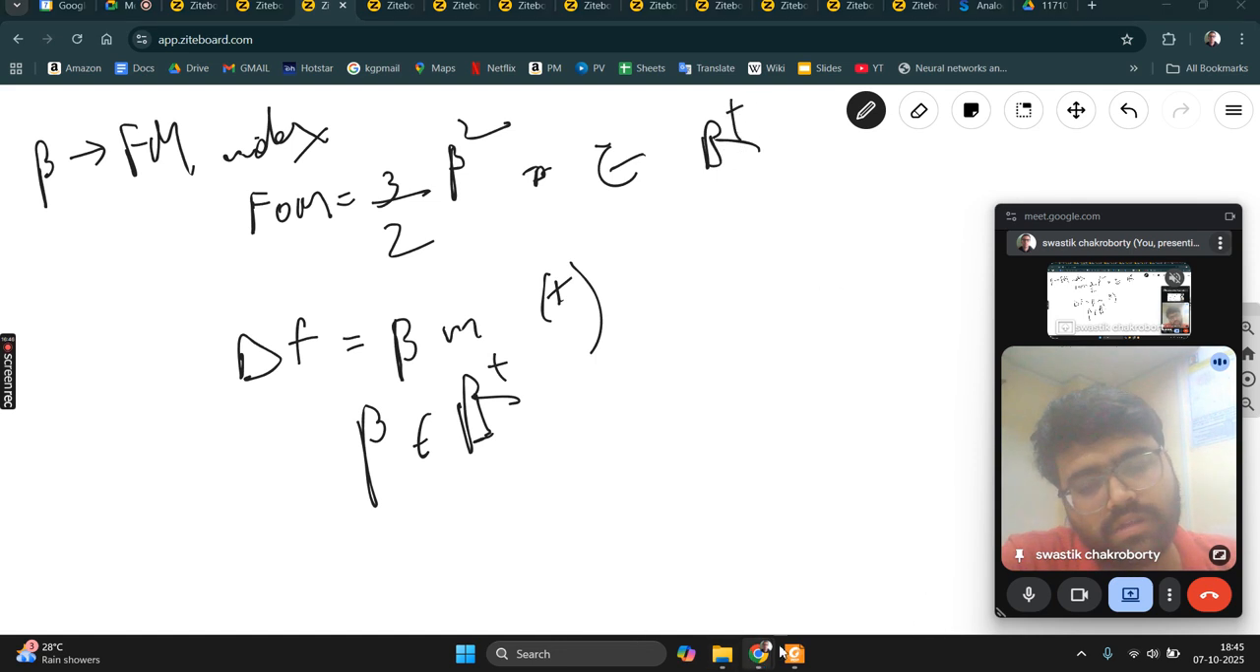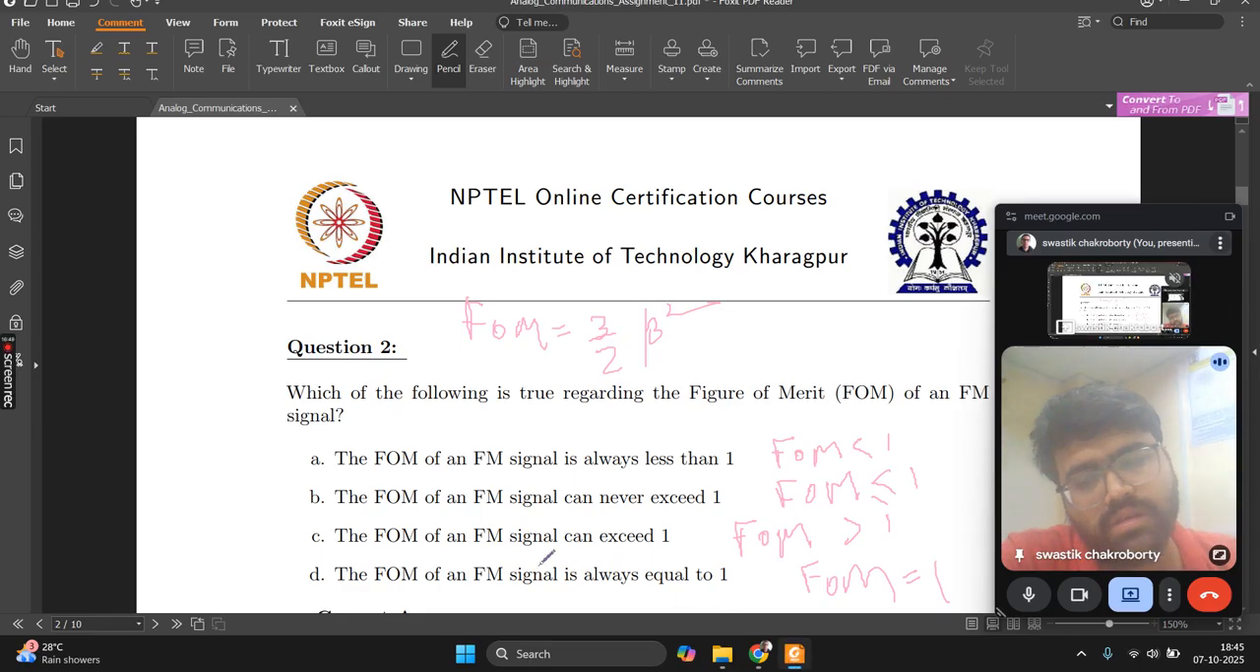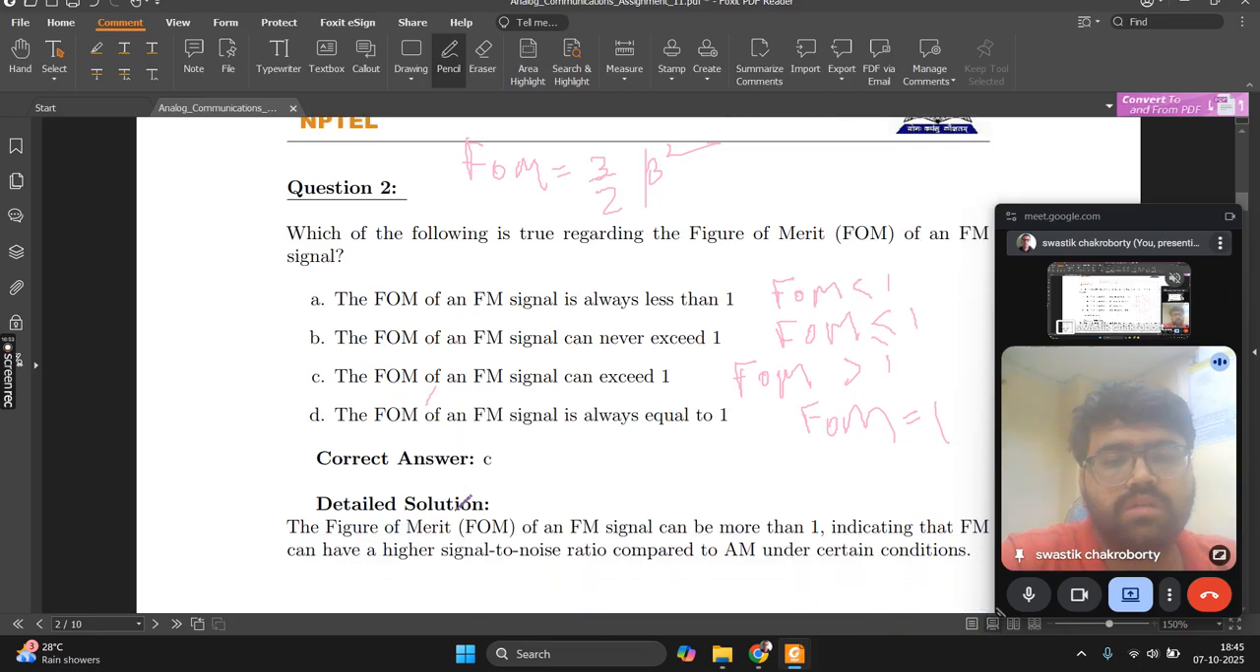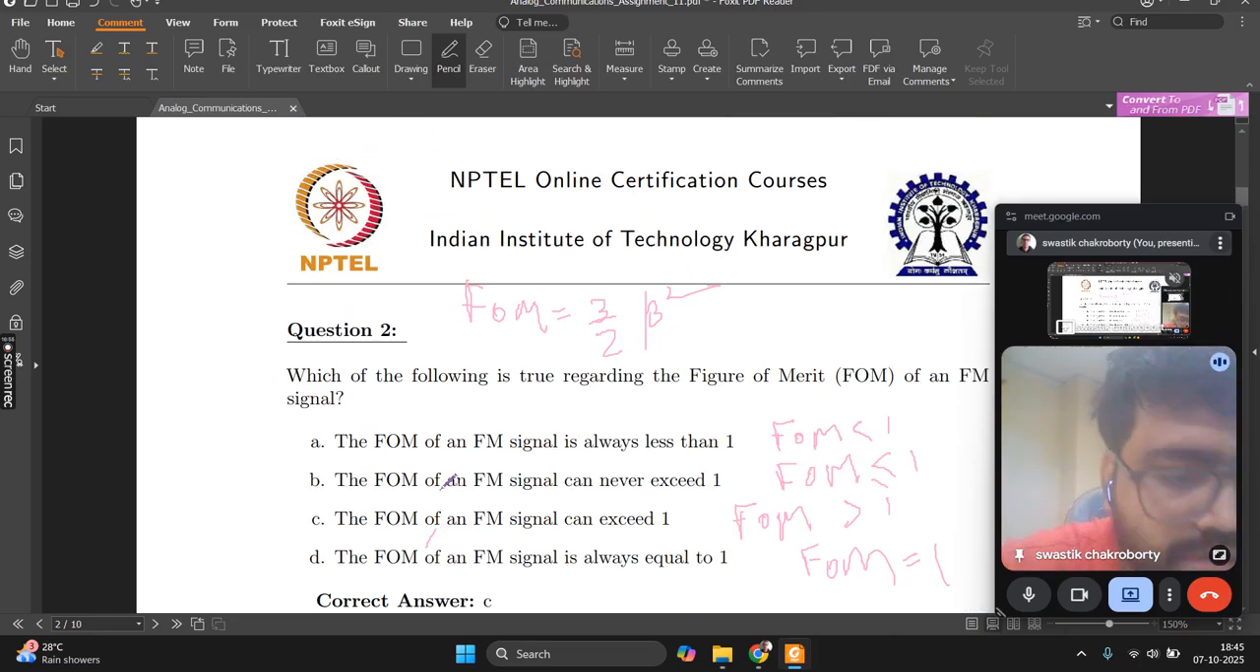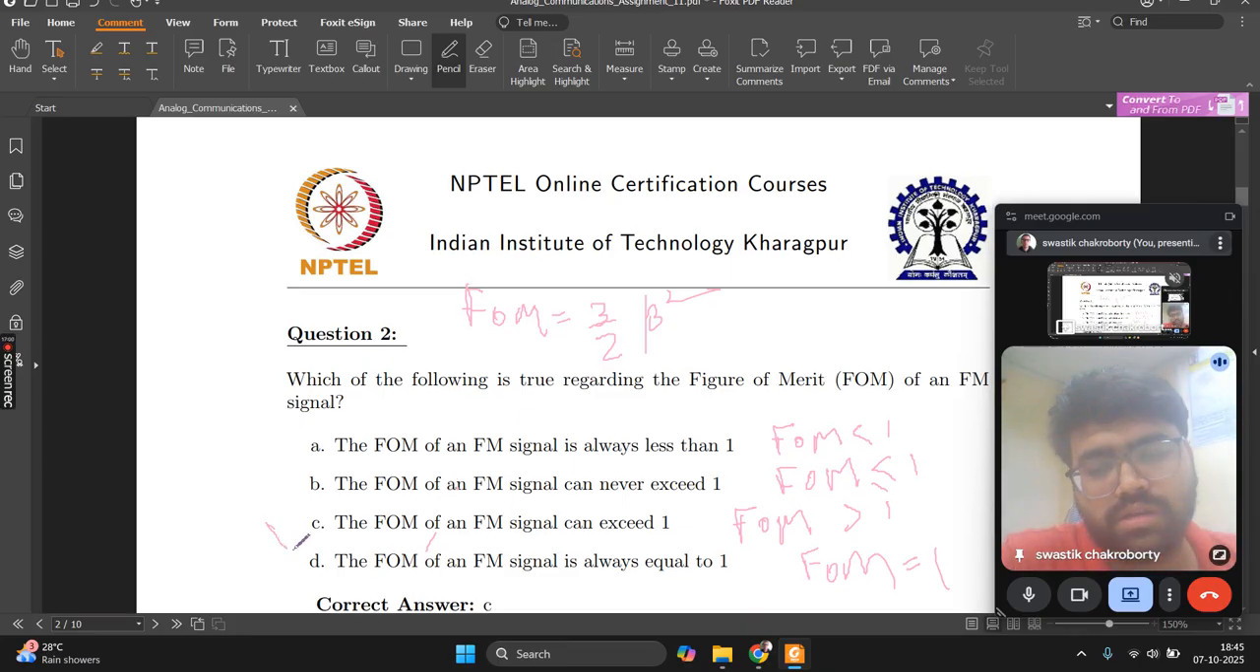So since it is anywhere on the positive number scale, which of the following is true? It can exceed 1. So it is not always less than 1, it is not always greater than 1; it can be greater than 1, it can be less than 1, it can be any positive real value. But it will of course be a positive value because figure of merit is the ratio of two positive quantities, SNR output and SNR input.